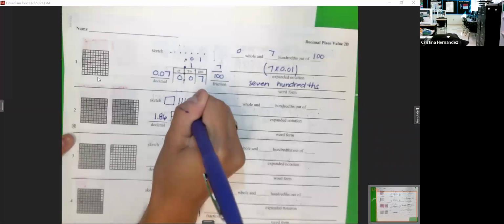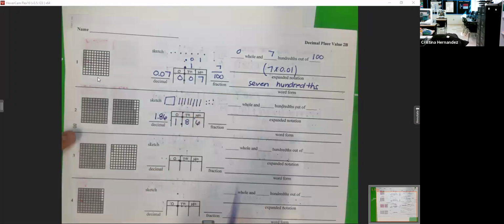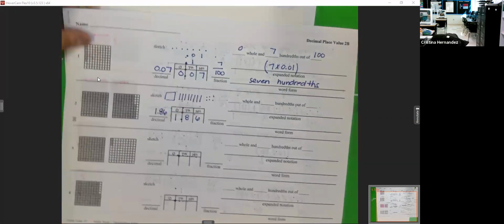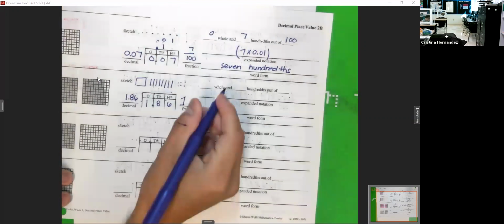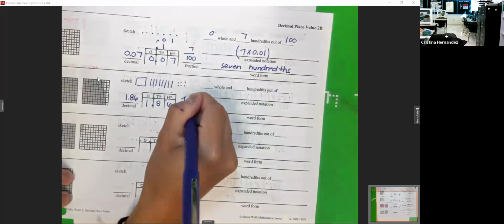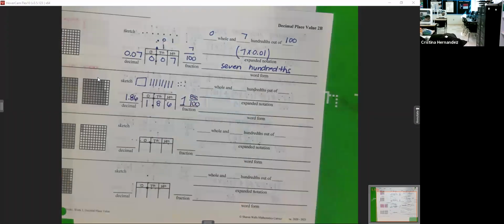1.86. Oh, yeah. You draw here. 6, 7, 8, and then 6 individual Skittles. If it makes you better to understand the fraction, what'd you get for the fraction, Adrian? The fraction I got was 1 whole, 86 out of 100, yes. Perfect. Good job.